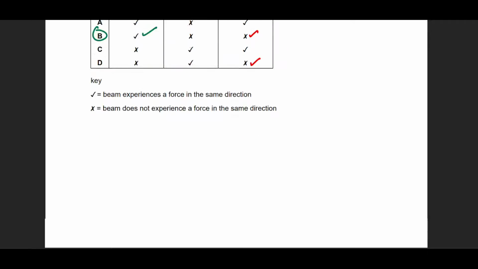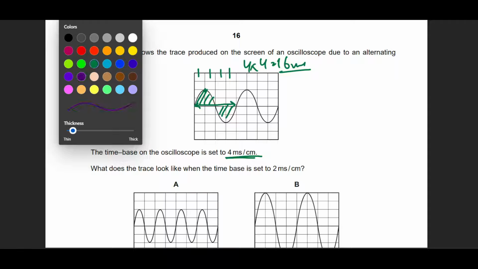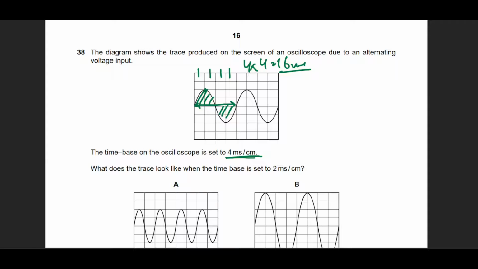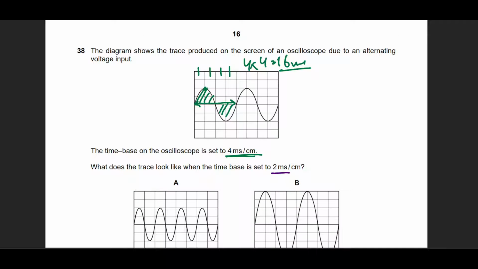Question number 37 is done. Then we move towards 38, again a question from CRO. A diagram is shown with the time scale, which means that the time taken for one complete wave is, if one box is 4 milliseconds, then this is 4, 4, 4, and 4. So this is one complete wave. It is taking 4 multiplied by 4, 16 milliseconds. You can say the time period of this wave is 16 milliseconds. He says that the time base is now reduced to 2 milliseconds, which means that one box will represent 2 milliseconds. What will this wave look like?